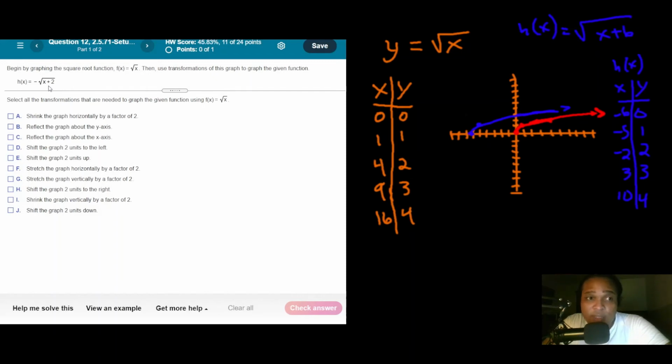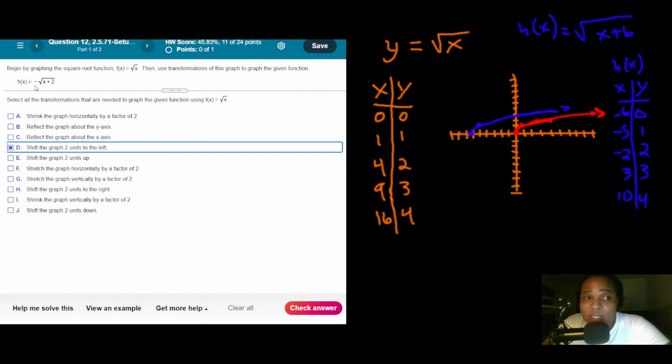All right, so take a look at this. What do we have inside? We have a positive 2, which we know we're going to do the opposite of that because it's inside. It's going to change our x. It's going to be horizontal. So this is negative 2, and it's 2 units to your left.